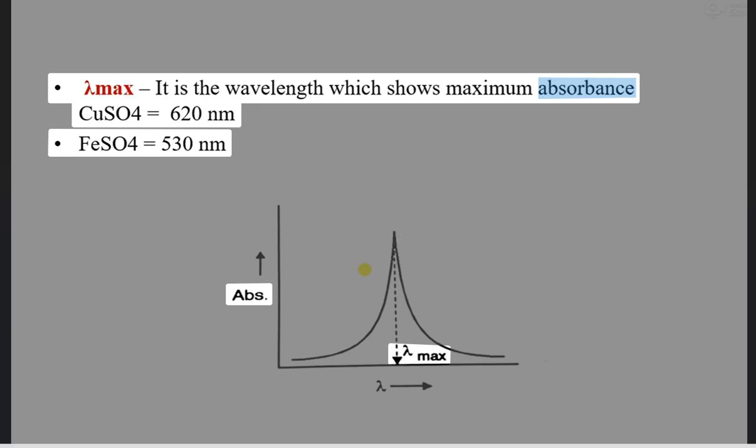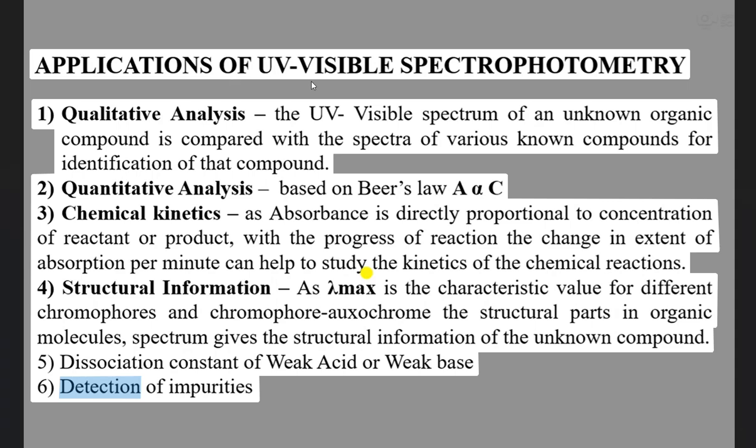Now, applications of UV-visible spectrophotometry. Qualitative analysis: if the identity of the compound is identified, then it is qualitative analysis. The UV-visible spectrum of one organic compound. Now quantitative analysis, based on Beer's law. If the concentration is higher or lower, we will go based on that.